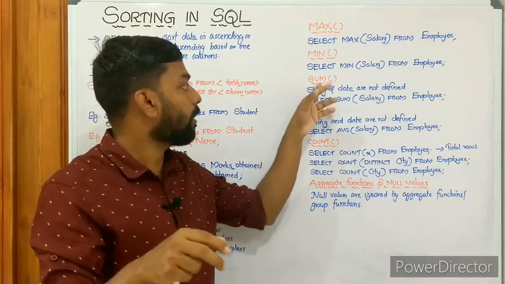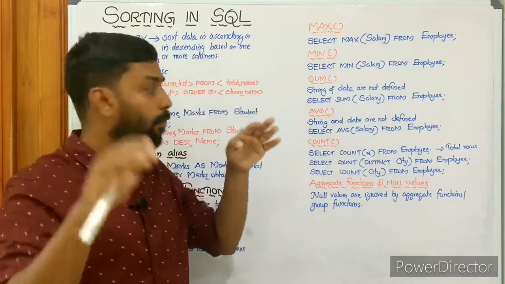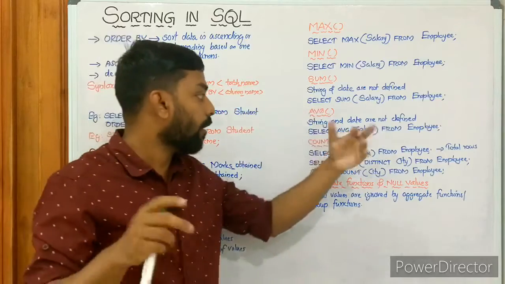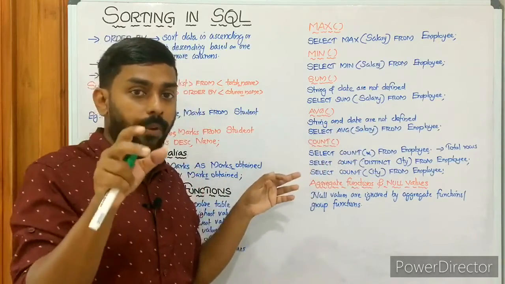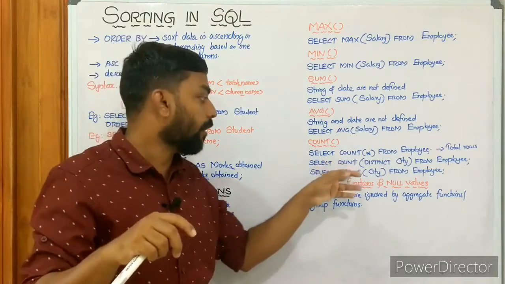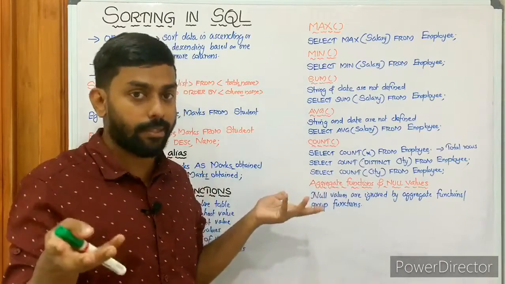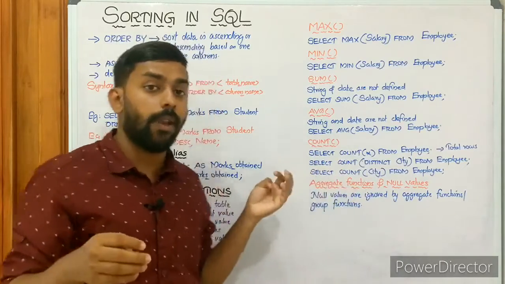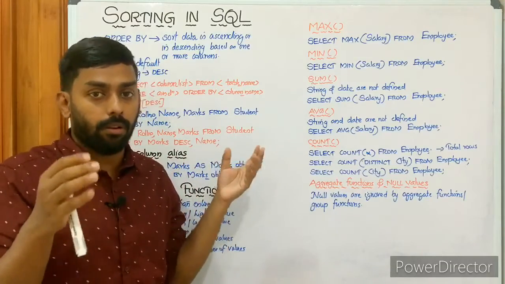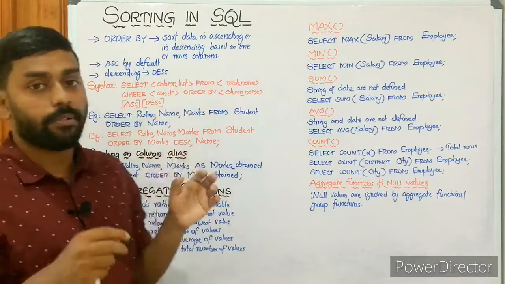Then select sum of salary for all the 30 employees. Then average of all the salaries. Then count has 3 different formats. Count star means all the 30 will be the result. Then count of city meaning 30 and count of distinct city 5 or 6. Then aggregate functions and null values: null values will be ignored by the aggregate functions or group functions. So these are the topics for the day.